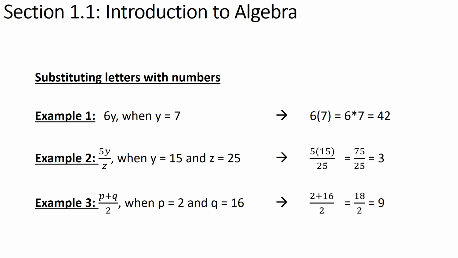Example 1, evaluate 6y when y equals 7. We just replace the y with the 7. And 6 times 7 is 42.